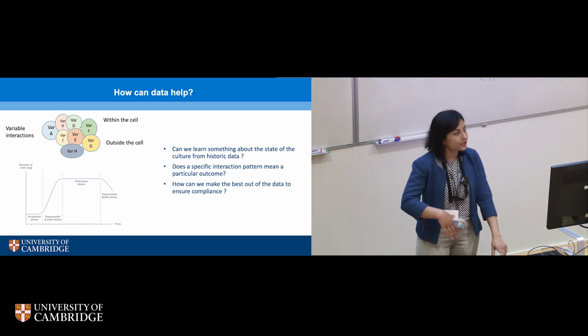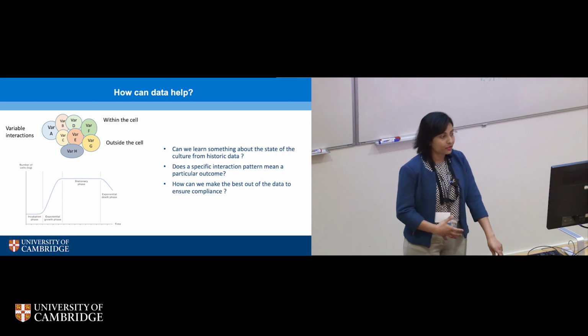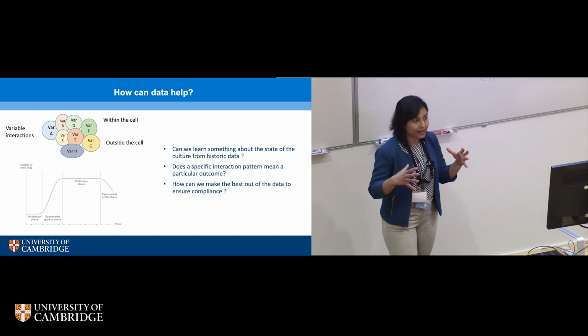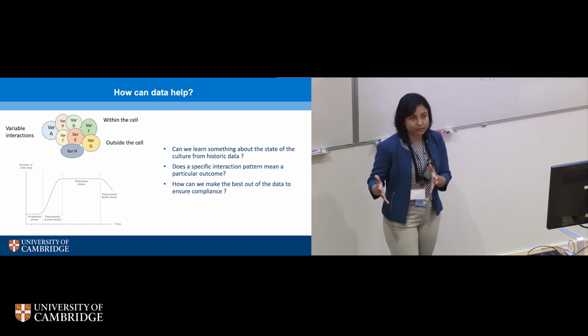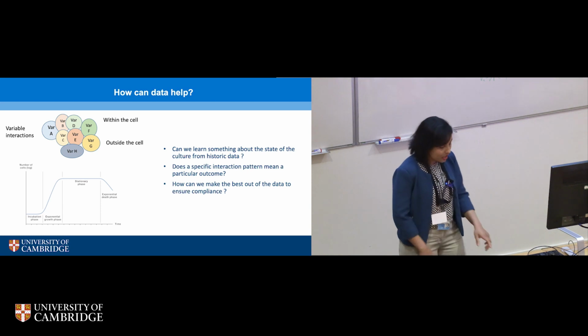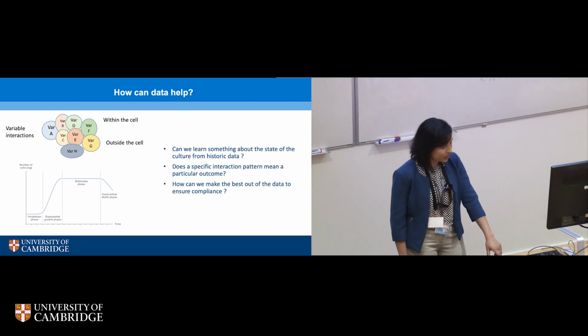So we wanted to see if we can use historic data to learn more about the state of the culture, and whether there is a specific interaction pattern that means a particular outcome. Maybe we can design those interaction patterns to get the outcome that we want. And how can we make the best out of the data to ensure compliance? So let's see how we can learn from past cultures.